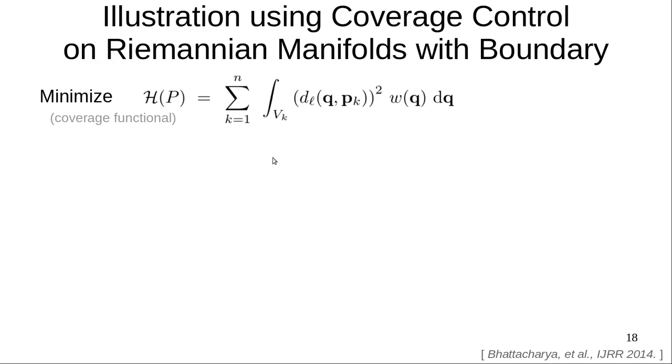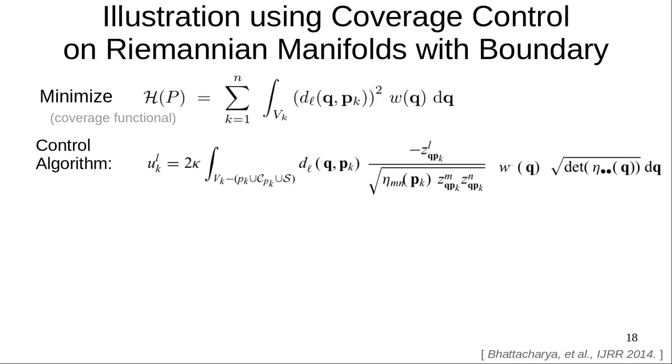But at the end of the day, even in the context of coverage control, we can generalize everything for these kinds of Riemannian manifolds with boundaries, and the coverage functional can be generalized in terms of path metric. Here we have replaced the Euclidean metric with the path metric, and the control algorithm can be computed based on that. So here we have those tangents, the path metric, and then there is the Riemannian metric appearing.